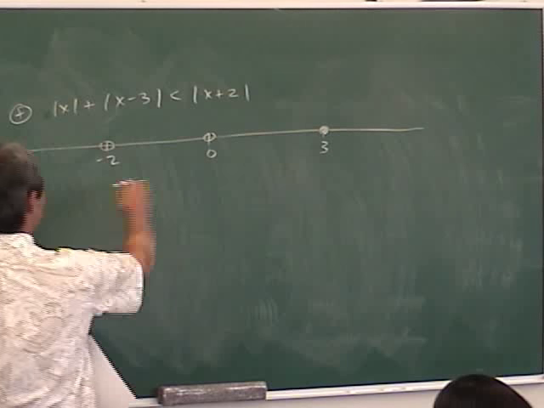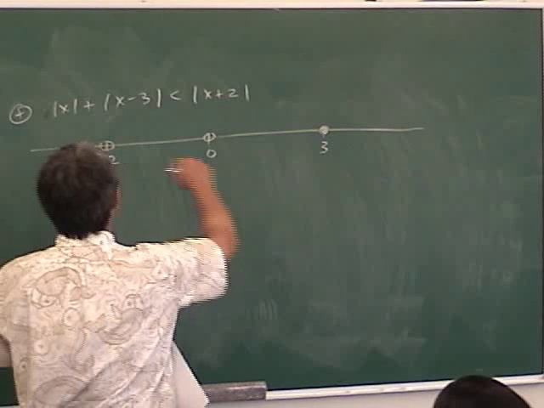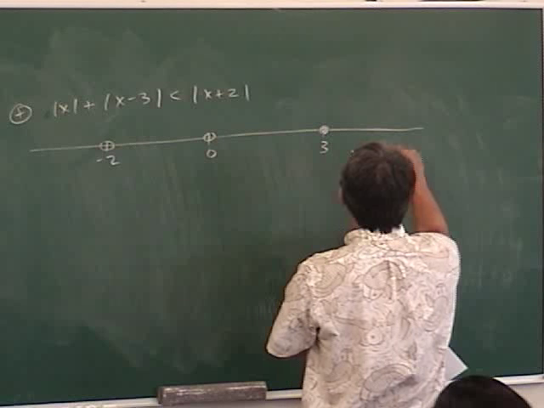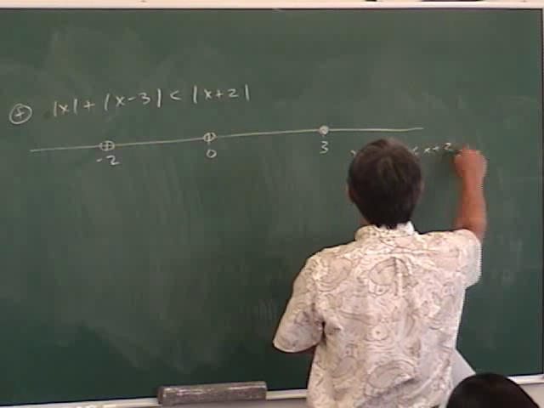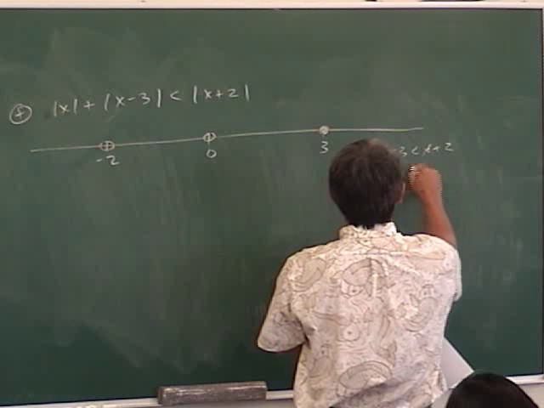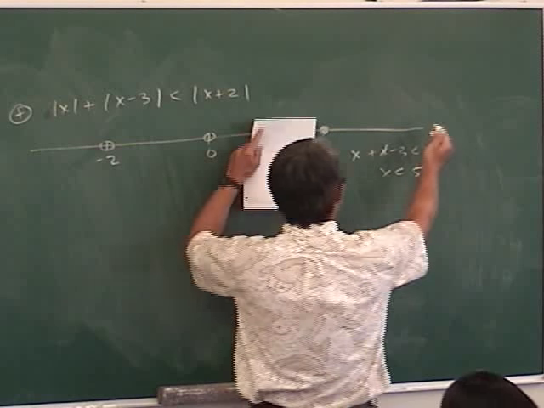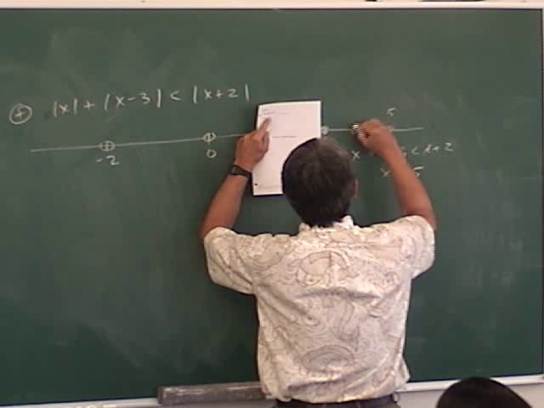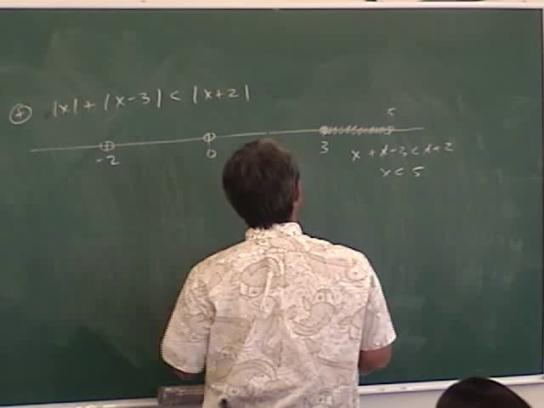Okay, now we have 4 regions. Think of a number bigger than 3. 4. Positive, positive, positive. So you leave it alone, you leave it alone, you leave it alone. These cancel out, so you get x is less than 5. How do I graph x is less than 5 only over here? Well, you put a 5 on the number line and you go to the left, until you stop right there.